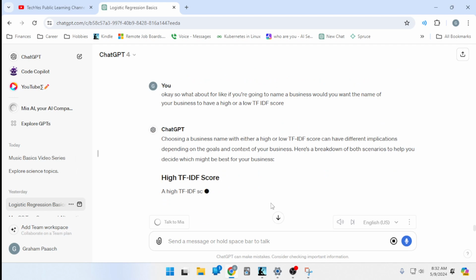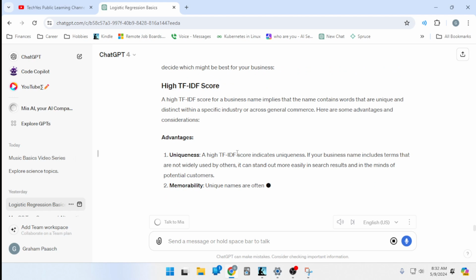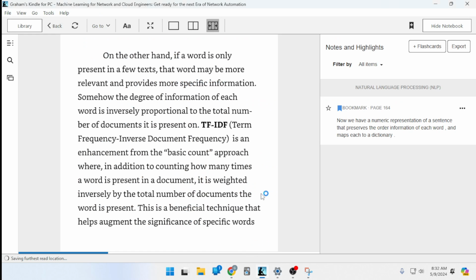Okay, it depends on your goals. Of course, they're always going to say that. Yeah, it's just the uniqueness of the name. Alright, whatever. I'm not going to listen to that.